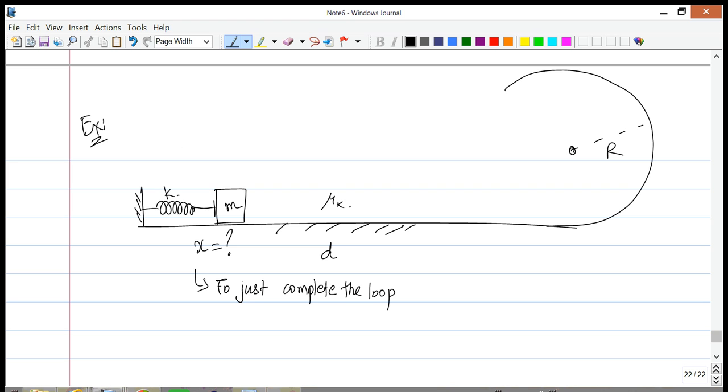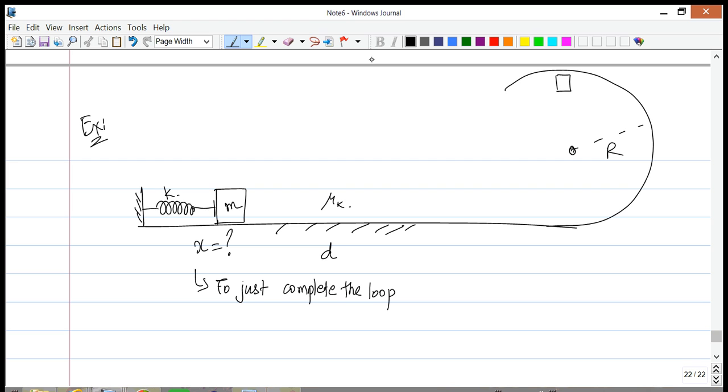Now if the question was not just completes the loop, it's just find the speed at the top of the loop given the x, then you'll still follow the same line of reasoning. It's just that your order of progression will be different. So in this case, what we first are going to do, just like we did in the previous two problems, is find the speed at the top.